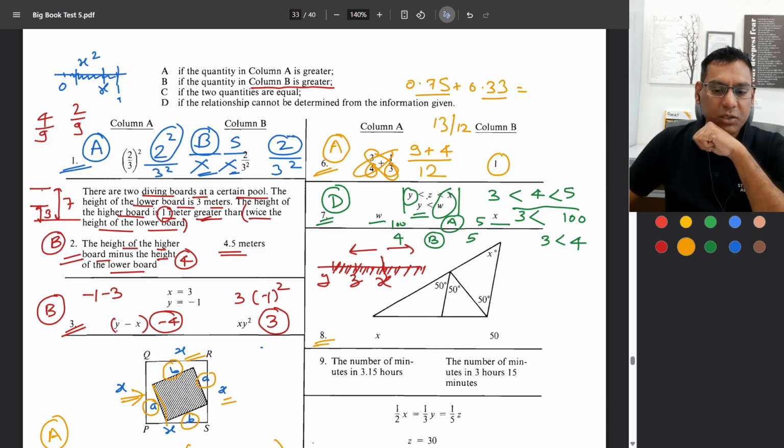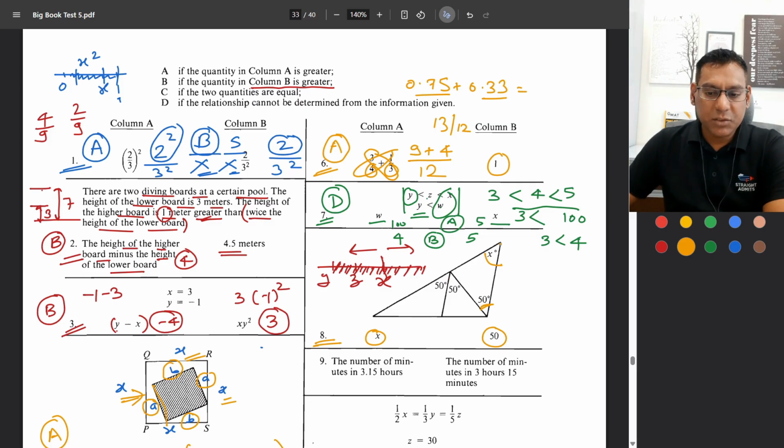Okay, let's look at question 8, X and 50. What do I have here? X is here, and 50, all right. So one thing I notice here is that this is one line on which all angles should add up to 130. So this is 50, this is 50, so that's 100. So this angle has to be 80. Okay, this angle is 80.